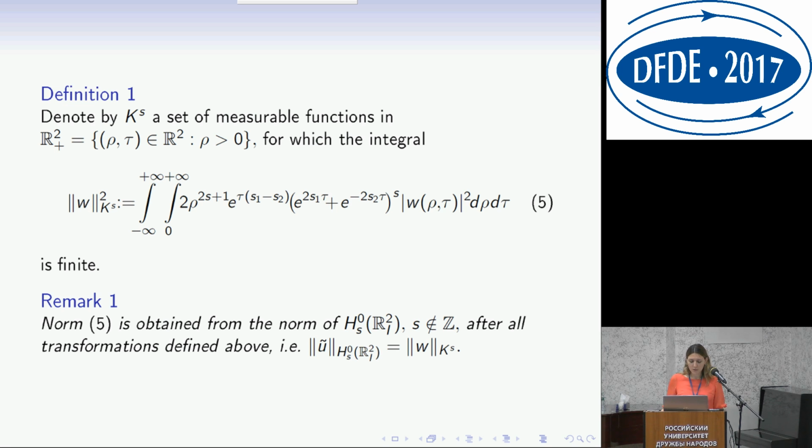And after all these changes, I would like to define the space where we work. I will denote it by Ks. It's a set of measurable functions for which the integral of phi is finite. Here you can see a new weight.